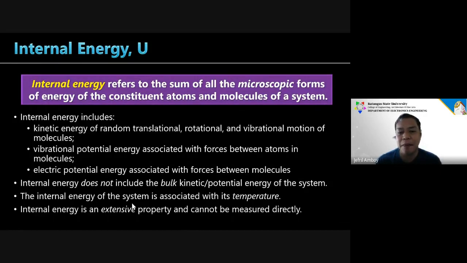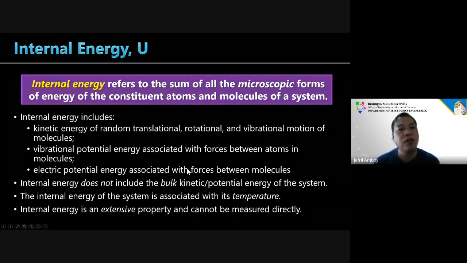Naiintindihan po ba? Okay. And we cannot measure internal energy directly. So, what we can measure is the change in internal energy. Okay? So, we will talk more about internal energy when we reach the topic of the first law of thermodynamics. Okay?